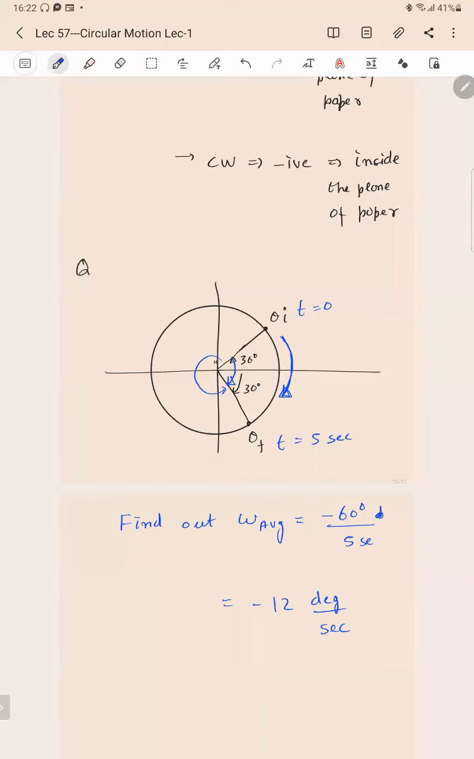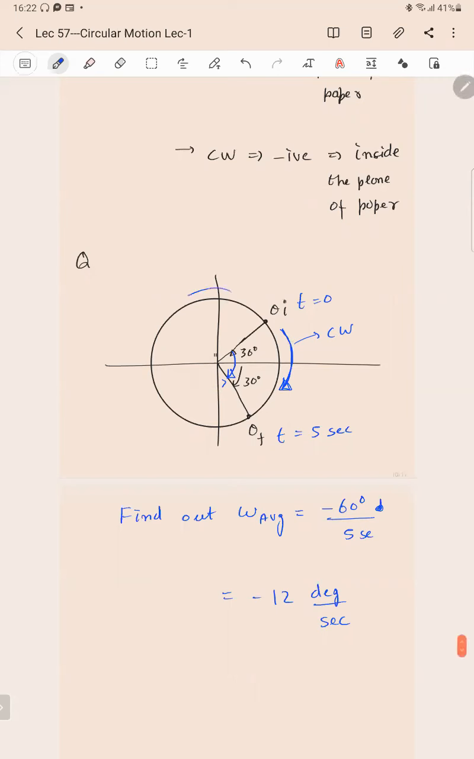Whenever you consider angular displacement, it is very important to take the sense. I have given you the sense is clockwise. So the angular displacement cannot be taken as 300 degree. It is minus 60 degree. Okay, understood? Yes, sir. So if I had told you that it has gone like this, then you could have taken it as 300 degree, and the answer would have been 300 upon 5. Understood?